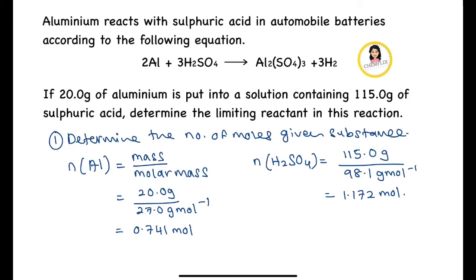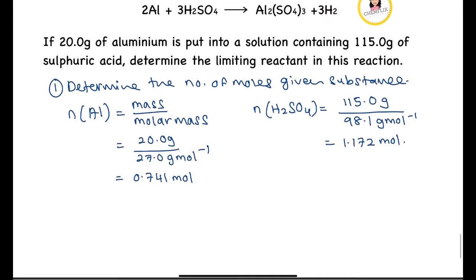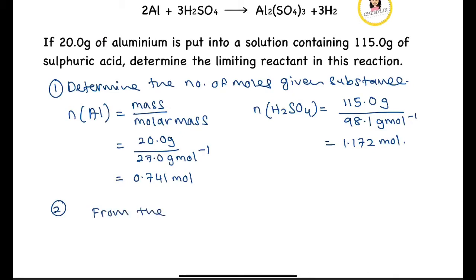The next step would be to compare this based on the equation given. So how do we do that? Firstly, write out from the balanced equation the reaction ratio between aluminium and sulfuric acid, which is 2 mole aluminium reacts with 3 mole sulfuric acid.